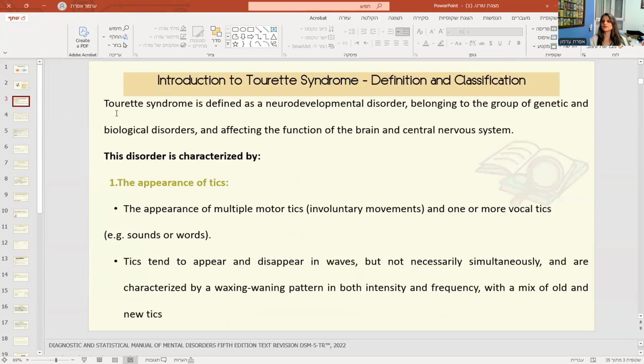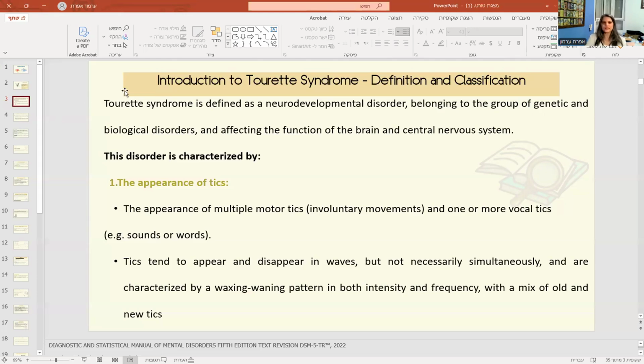Introduction to Tourette syndrome, definition and classification. Tourette syndrome is defined as a neurodevelopmental disorder belonging to the group of genetic and biological disorders and affecting the function of the brain and central nervous system. This disorder is characterized by four symptoms.